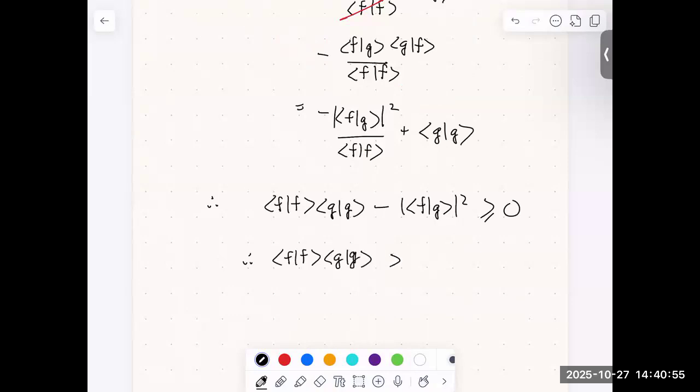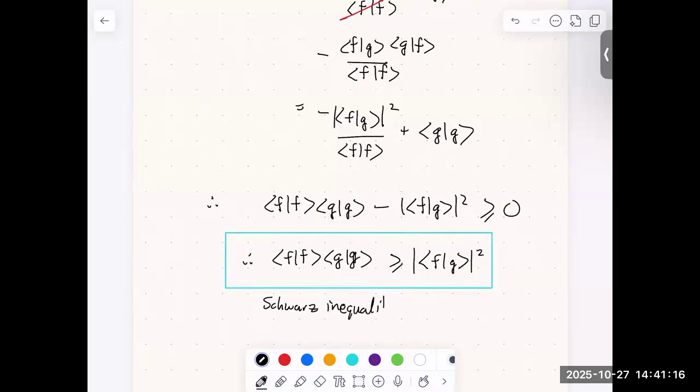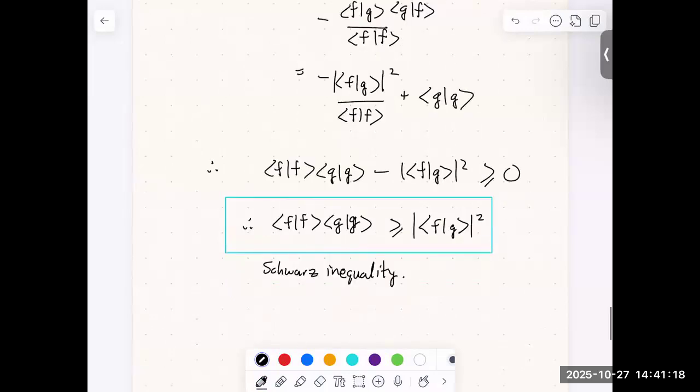This has to be greater than or equal to the inner product of f and g, absolute squared. All right, so this is what we're going to use. This is the so-called Schwarz inequality. And that's the end of our little aside.